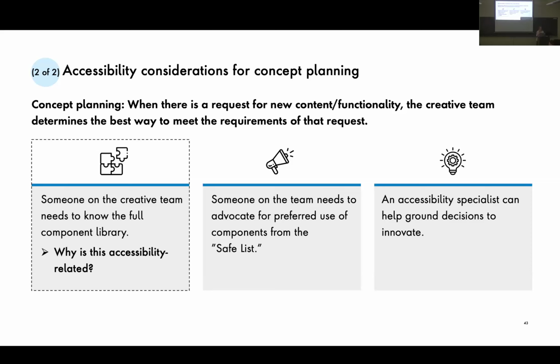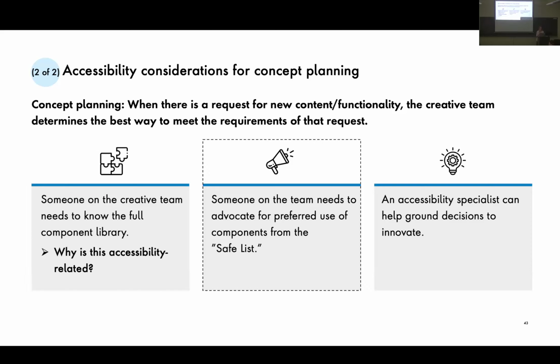The other thing is, someone on the team needs to advocate for preferred use of components from our safe list. Remember our safe list? So as the accessibility specialist on this team, if someone requests a component that has a bunch of high severity issues associated with it, you can say, hey, don't use that one, use this one over here. And of course, you could also offer, yes, you can use that one, but you need to build time into your project to fix the issues, which is a great thing, right?